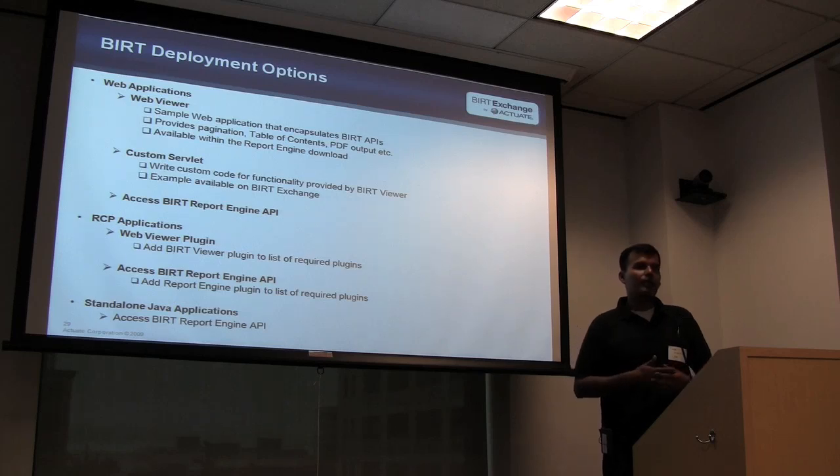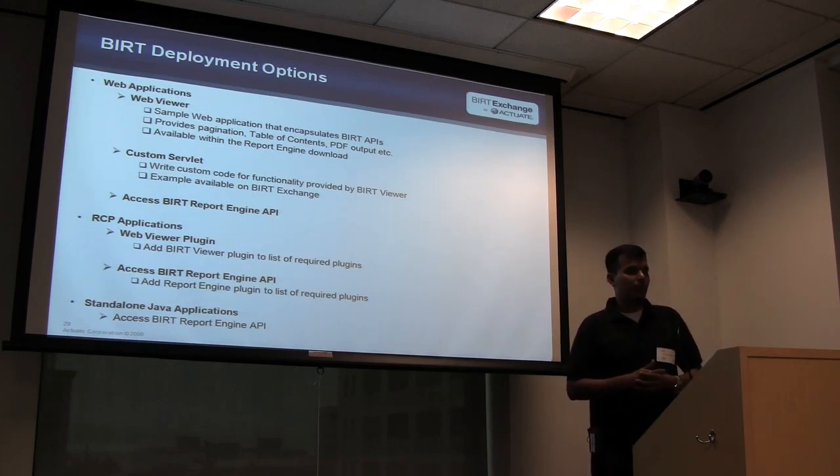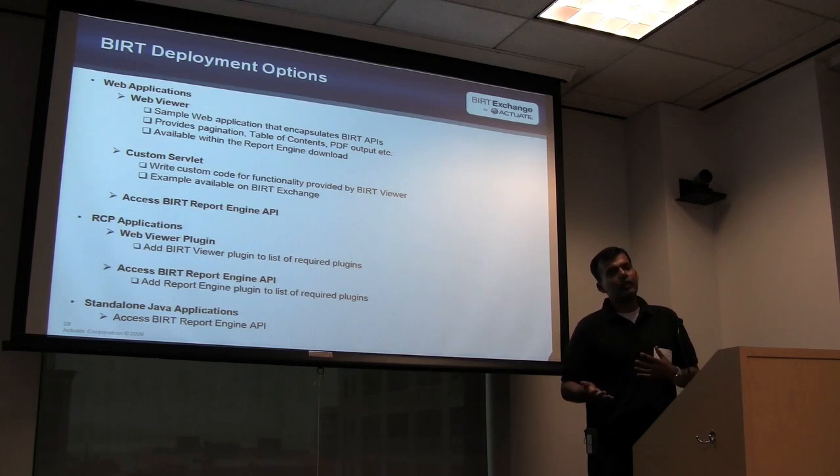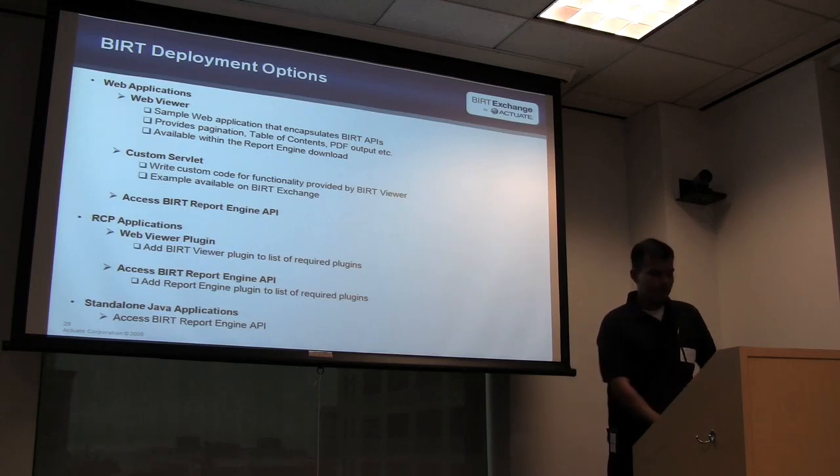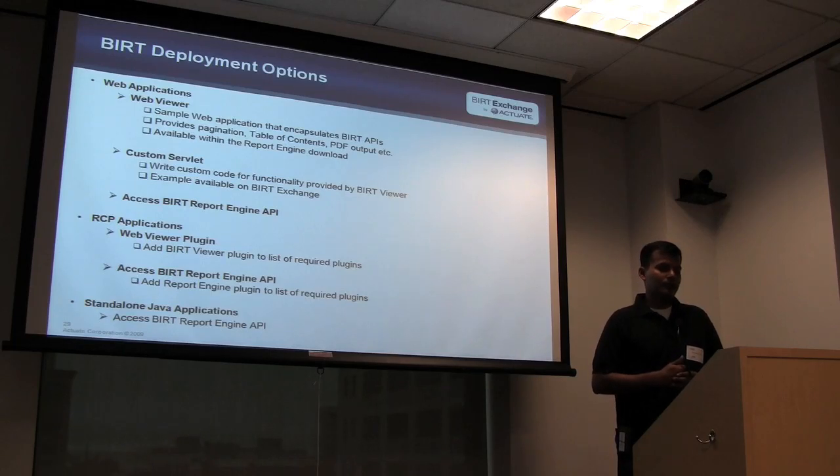This is the most common use case that we have seen, because users don't have to worry about writing reporting code or code for how to generate the charts. They can focus only on the logic and how to get the data. And once again, this is available within the report engine download. Once you download the report engine, there's a WAR file that you can straight away deploy onto your Tomcat server or any application server that you have, and it's available out of the box. I'll be going over this in detail later on.